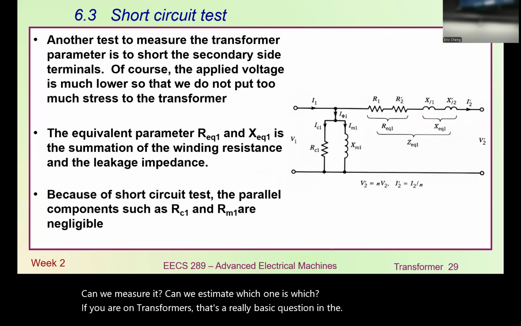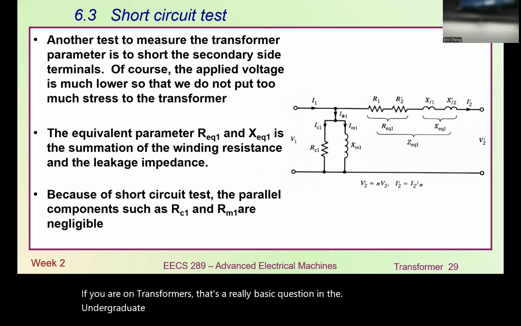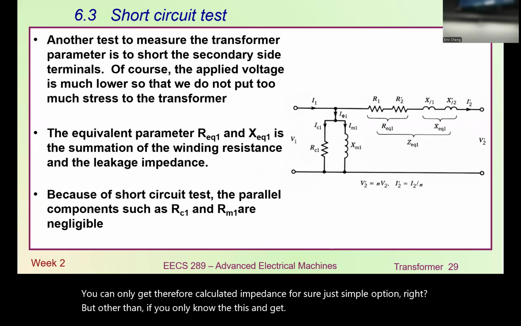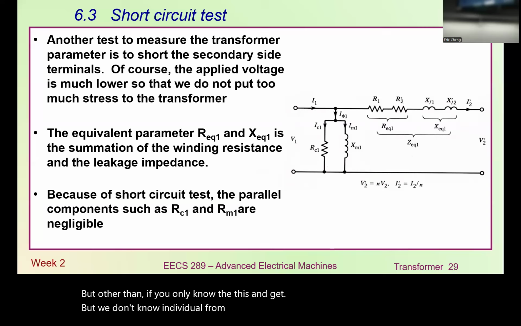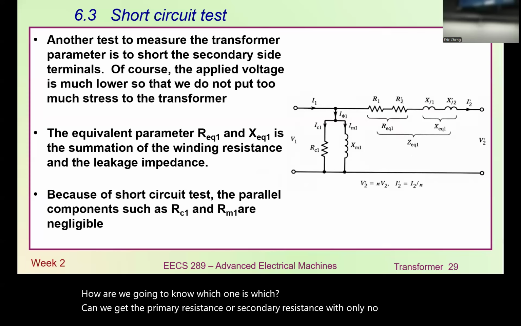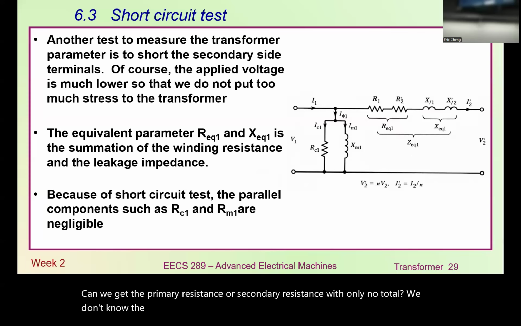What's the question? When we measure the voltage and current here, we can calculate the impedance for sure, just simple Ohm's law, right? But we only know the total, and we don't know the individual components for R or X. How are we going to know which one is which? Can we get the primary resistance or secondary resistance? We only know the total. We don't know the individual, separate parameters. So how are we going to know that?